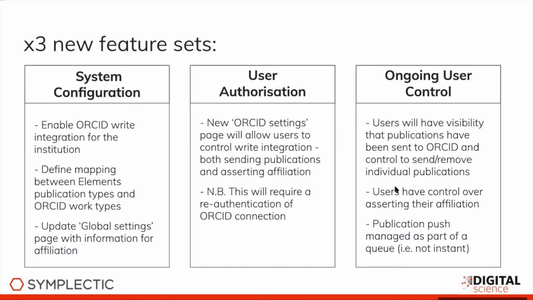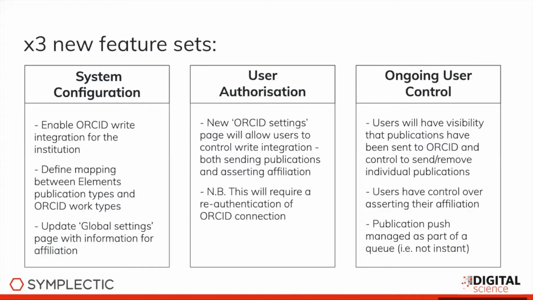Once it's set up and the user has connected, they have ongoing control over what's been sent. They can decide whether or not to send publications and/or assert their affiliation independently. They essentially define a set of publications which will get sent across, and Elements will trundle along in the background, constantly keeping the data in ORCID up to date based on any metadata changes that we see in Elements.